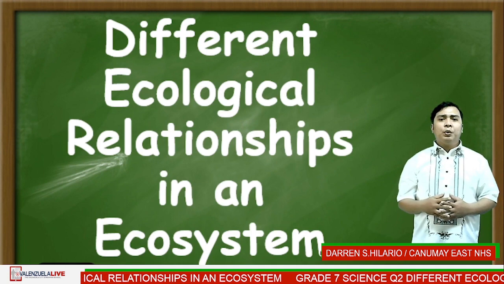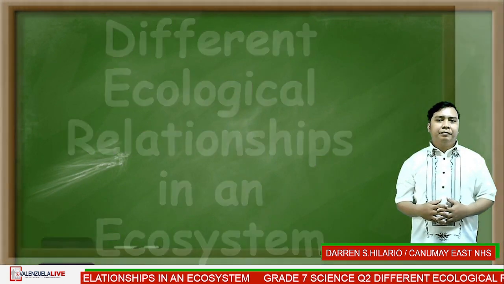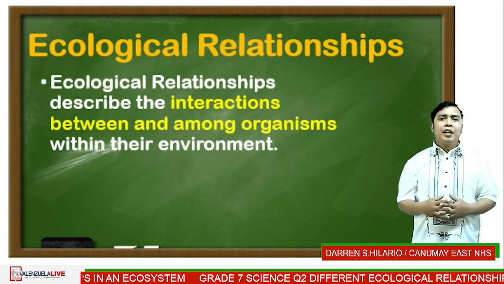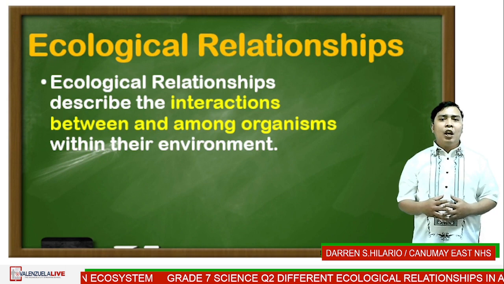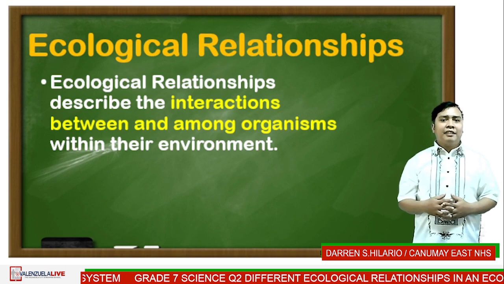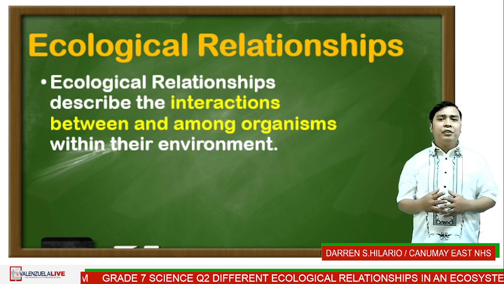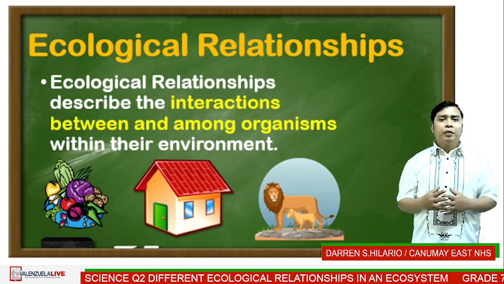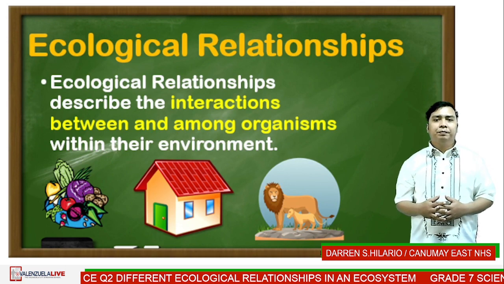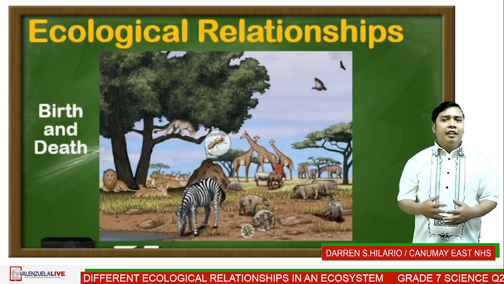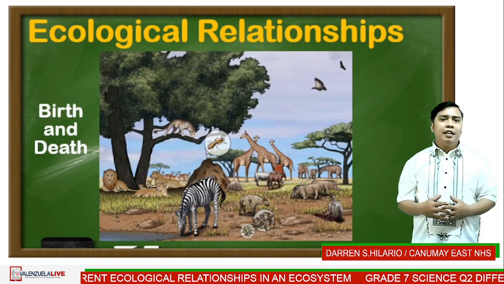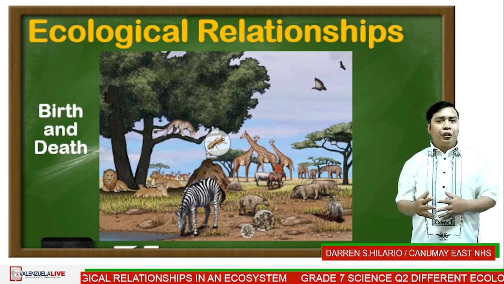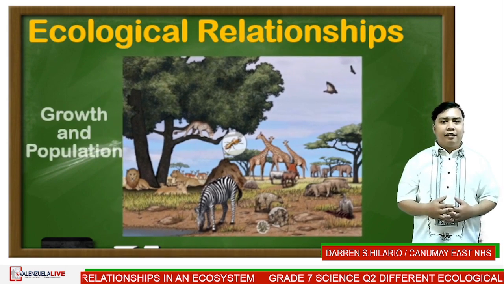Now, what do ecological relationships mean? Ecological relationship describes the interaction between and among organisms within their environment. These interactions and relationships exist in an ecosystem because organisms look for and need food, shelter, or protection in order to survive. In a community, interactions within and among the population may have important influences in the death and birth of the organism, and in turn, on the population growth and size.